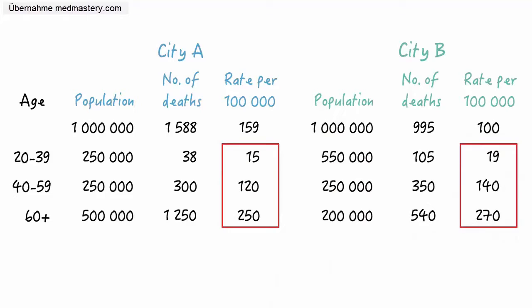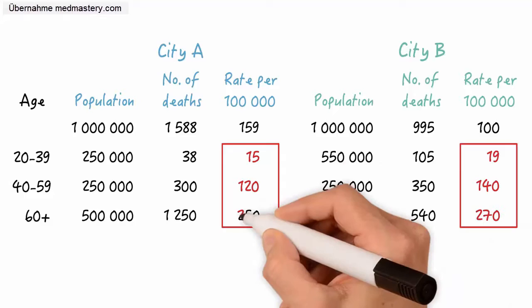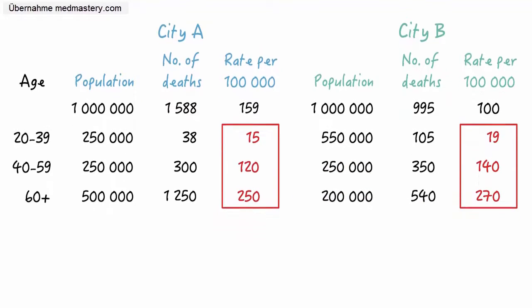Now you see a very different picture. The age-specific death rates are actually higher in City B for all age strata. 19 versus 15 for the age group of 20 to 39-year-olds, 140 versus 120 for the 40 to 59-year-olds, and 270 versus 250 for the age group of 60 years and above.